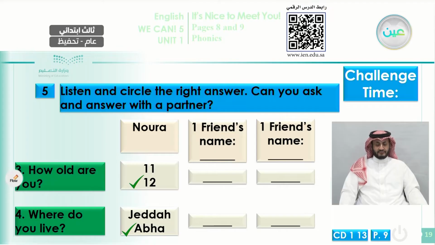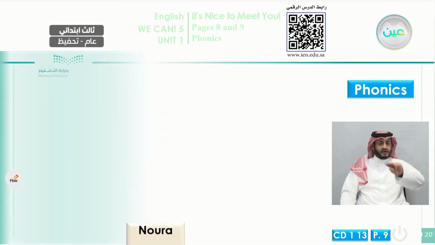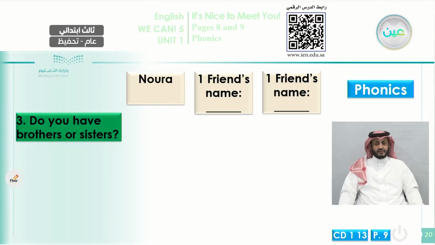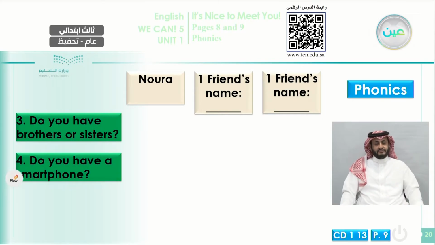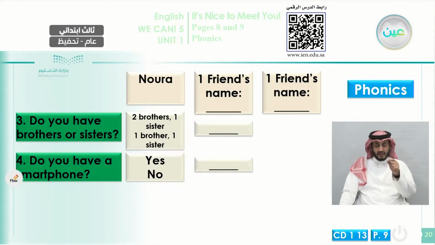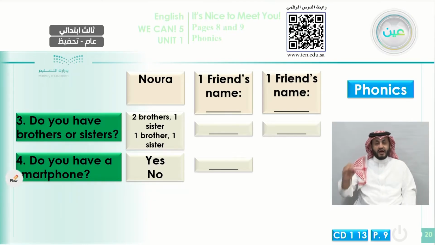Okay, so how old is Noura? She is 12. And where does she live? She lives in Abha. Okay, there are some other questions, and later on you will try asking the same questions to your friend. Do you have brothers or sisters? Do you think Noura has brothers or sisters? We'll find out in a while. Do you have a smartphone? Does Noura have a smartphone? You will find out also now. Okay, and these are the two possible answers for that. Let's listen and find out if Noura has brothers or sisters, and if Noura has a smartphone or not.